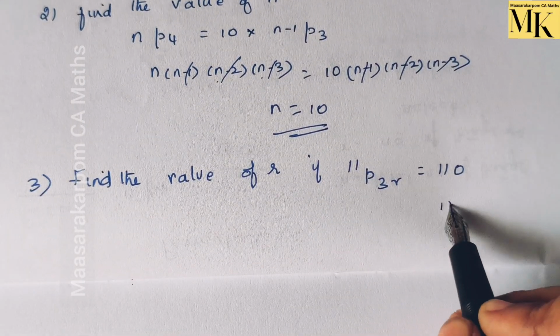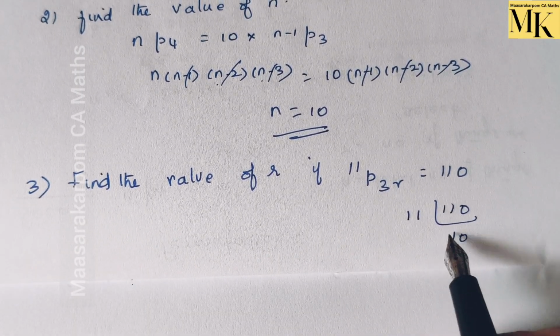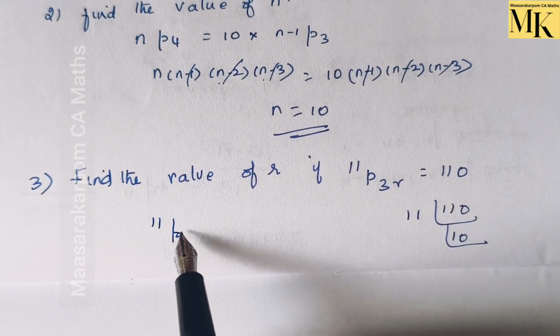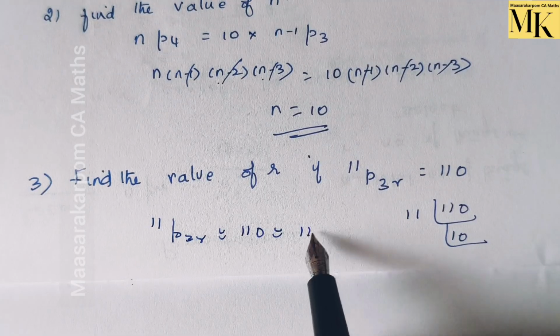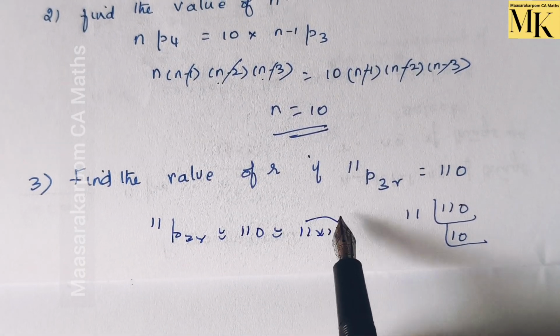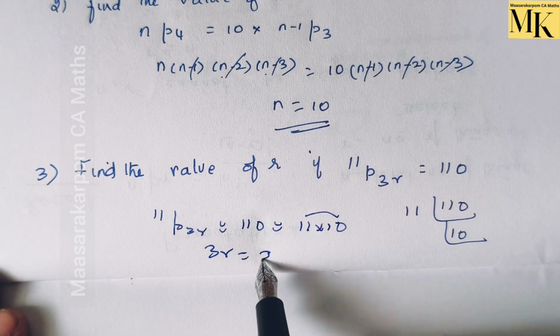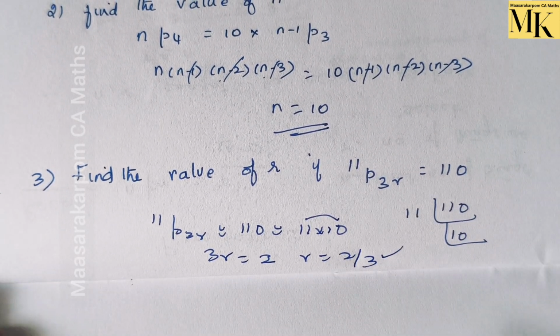Next, 11P3r is equal to 110. Starting from 11, the number of terms we write is what 3r will be. 110 is nothing but 11 into 10, so we are writing 2 terms. So this is 11P2, so 3r is equal to 2, r is equal to 2 by 3.